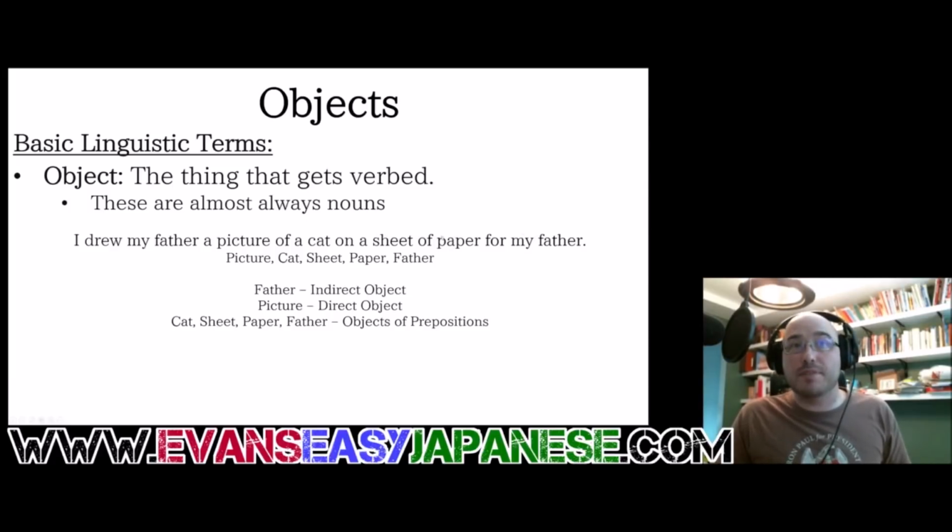And then actually, paper here is modifying sheet. So what kind of a sheet? A sheet of paper. I could have drawn on a sheet of metal. I could have drawn on a sheet of, I don't know, silk. Something like that. So paper is modifying sheet. All these other guys are modifying the picture. Except for my father. My father is the indirect object, telling us to whom I will do the drawing for. To be totally honest, all you need to get out of this lesson is that objects are a thing, and they're not the subject. Okay? Great.